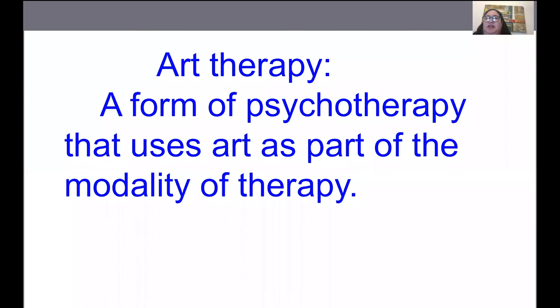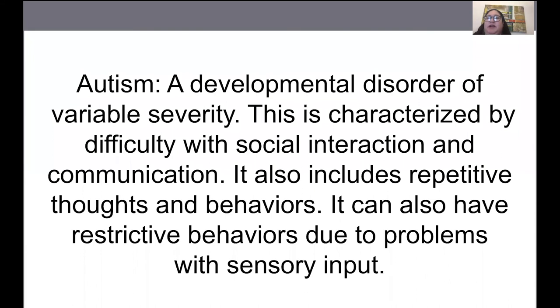Autism is a developmental disorder of variable severity. This is characterized by difficulty with social interactions and communication. It also includes repetitive thoughts and behaviors. It can also have restrictive behaviors due to problems of sensory input. So when you read this, you think, wow, that's a very clear-cut definition. But if you've ever worked with kids with autism, or if you know kids with autism, or if you have kids with autism, then you know that this is not such a clear-cut definition.